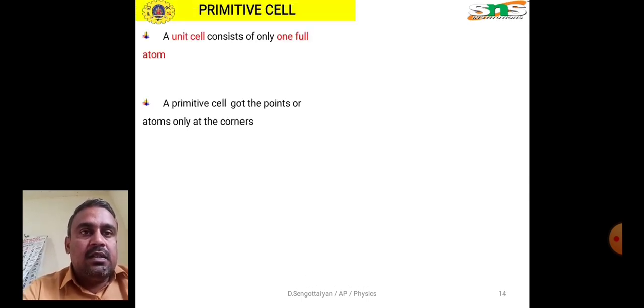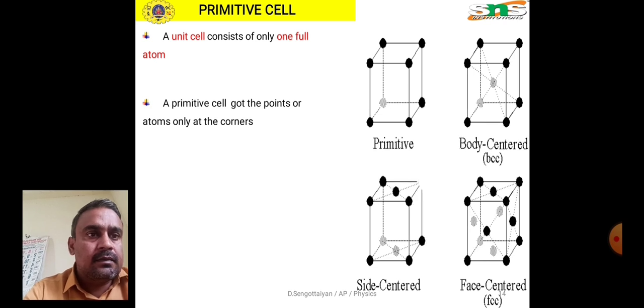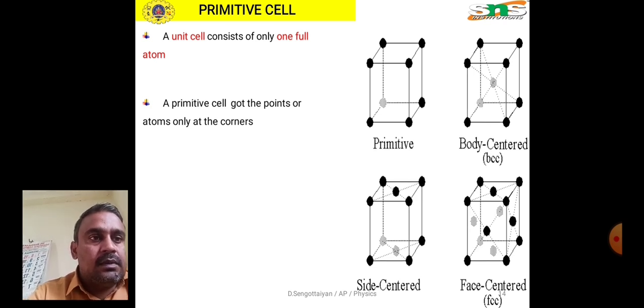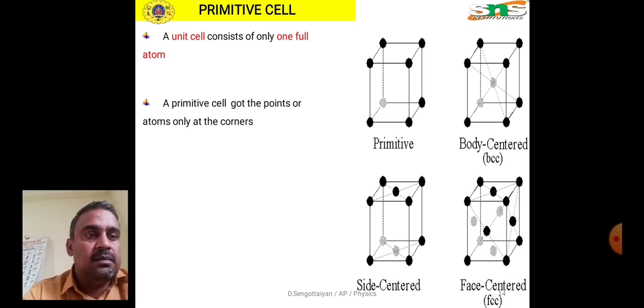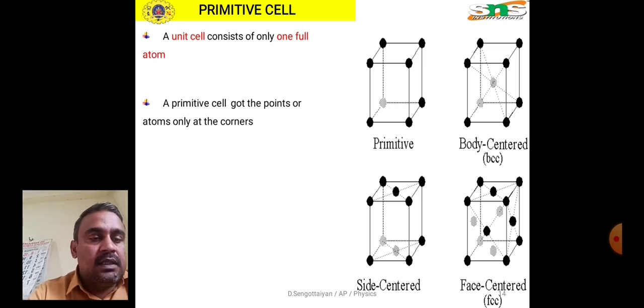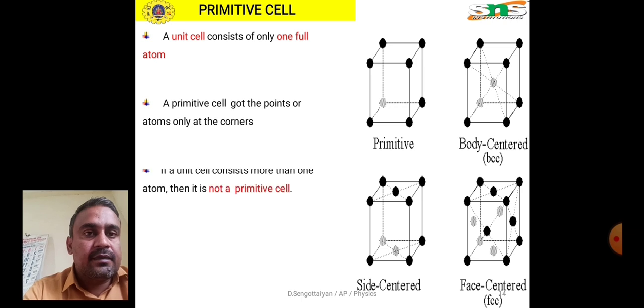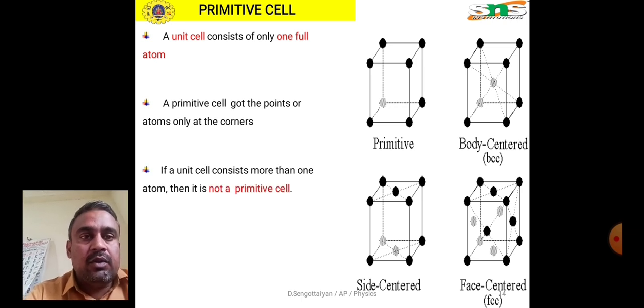In a primitive cell, the unit cell consists of only one lattice point, that is, only one full atom. There are different types of crystal structure. The first one is primitive, with lattice points at the corners only, then body centered, with lattice points at the corners and body center, then face centered and base centered. If a unit cell consists of more than one lattice point or atom, it is called a non-primitive cell.